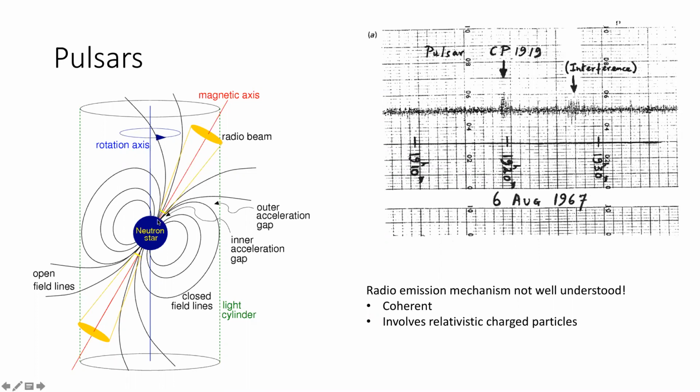And if the magnetic field is at an angle to the rotation, you end up with this sort of lighthouse effect where the beam of radio emission passes through the Earth very quickly, sometimes as much as 1,000 times a second. So faster than your kitchen blender spins. This star, which is the size of a city, is spinning. And so we see them as pulsed emission.